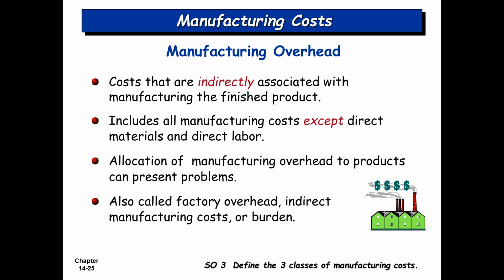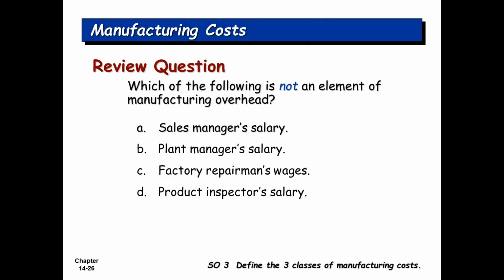And on slide 26, we have a nice question. Which of the following is not an element of manufacturing overhead? The plant manager's salary, the repairman, the product inspector's salary. Those three, are they involved with the product? Absolutely. Can we directly assign them? No. That sales manager, well, you may say, Professor Buckles, he does do something with the product, but he's selling it. He's not directly involved with the creation. So we really can't use him as part of the overhead costs.